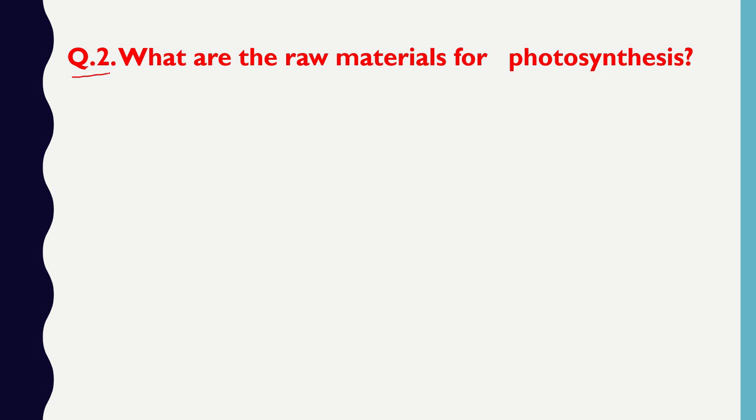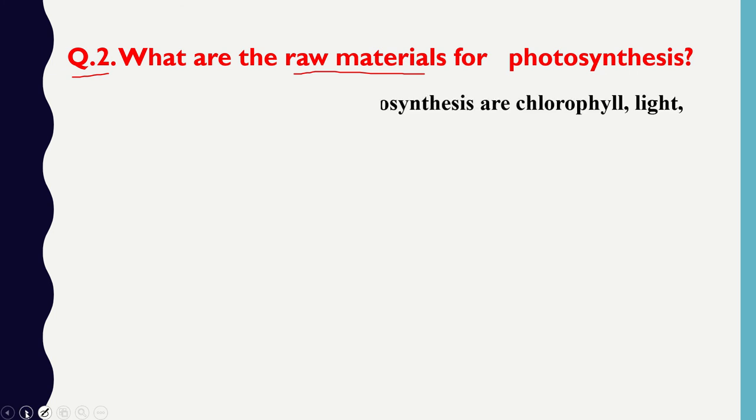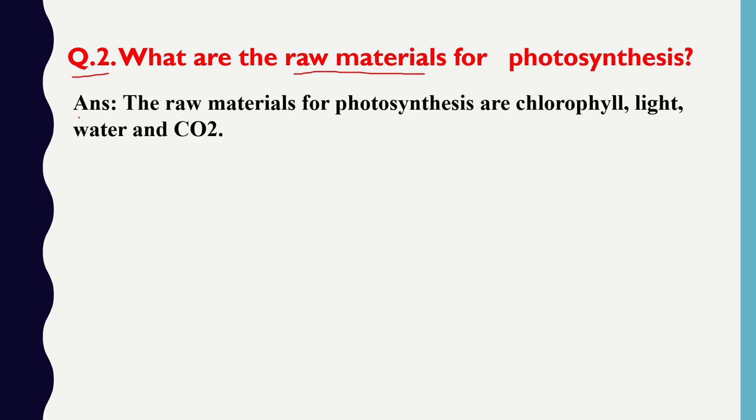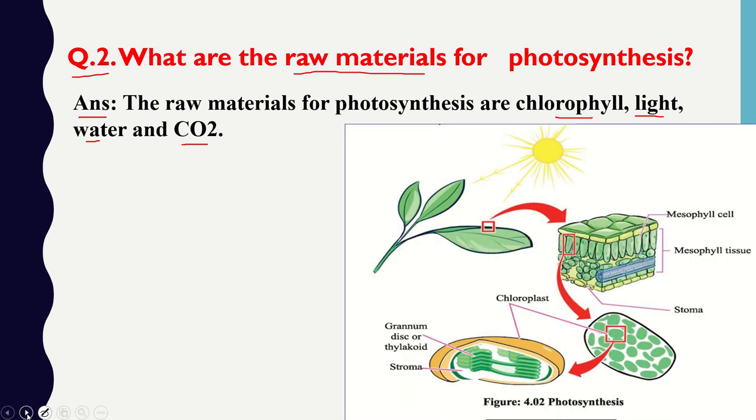What are the raw materials for photosynthesis? Pause the video and try to figure it out. So here is the answer. The raw materials for photosynthesis are chlorophyll, light, water and carbon dioxide. Let's go to the next one.